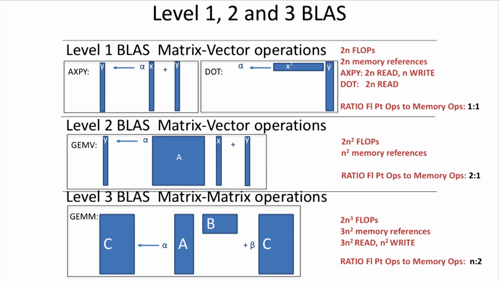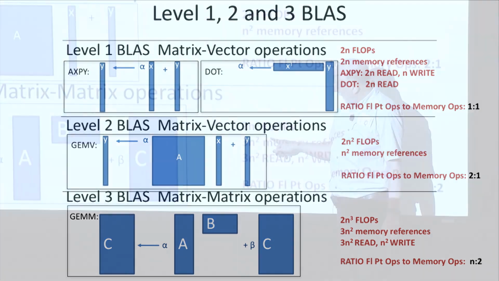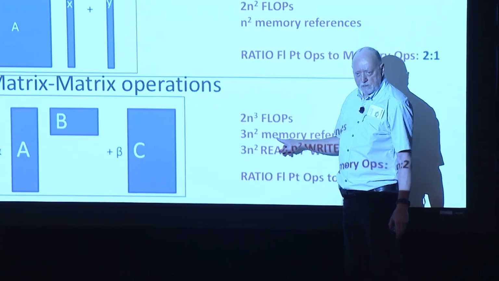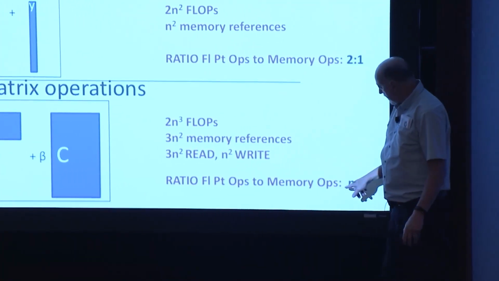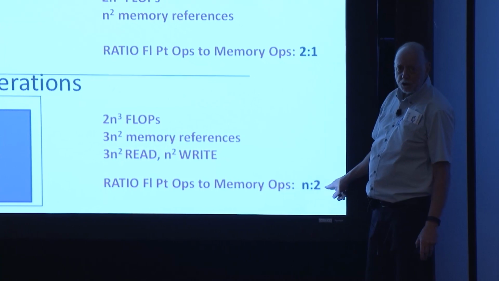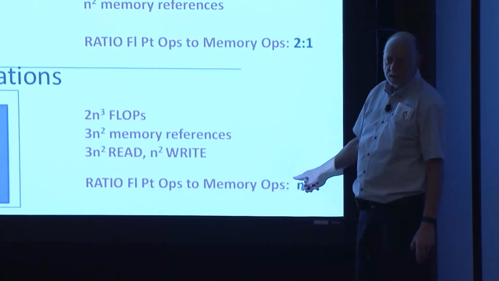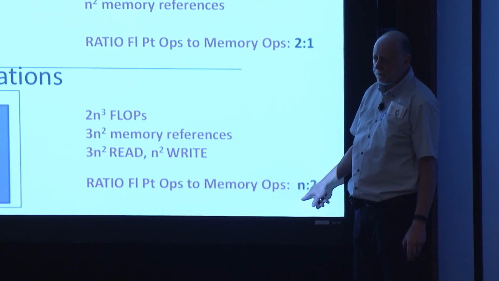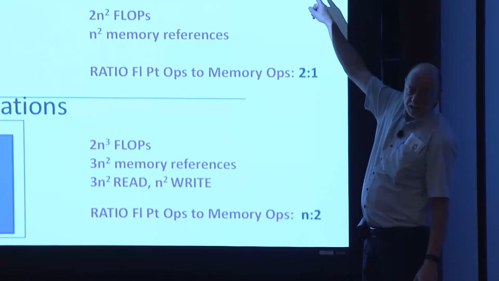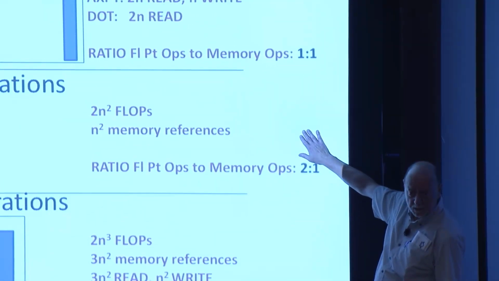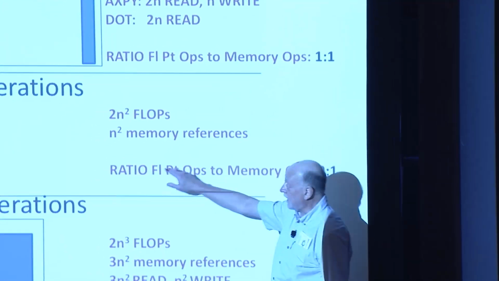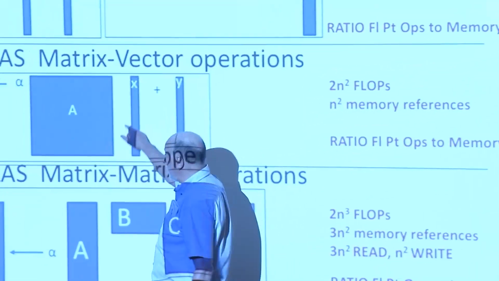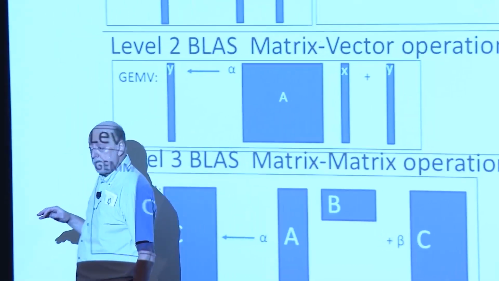If I do a matrix-matrix operation, I have square matrices. I have 2n cubed flops, and I have 2n squared memory references. So that says the ratio is n to 2. This is great. This says there's a potential here to get a lot of reuse of data. There's no reuse of data here. There's very little reuse of data here. The only reuse comes in the vector x. x is used over the whole matrix.